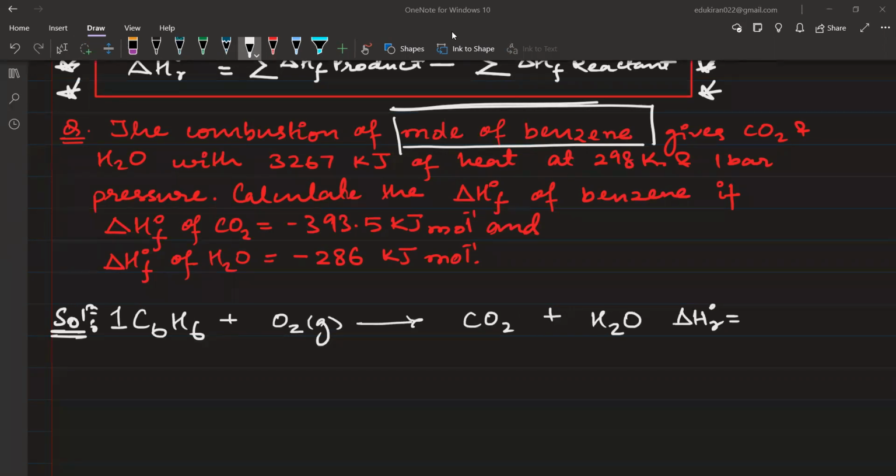I hope you guys know that. Yes or no? Combustion means reaction with oxygen. या ये तो पता है ना आप लोगों को. Yes, sir. है ना. Combustion का मतलब क्या होता है. Reaction with oxygen. Now tell me, what is the enthalpy of this reaction?